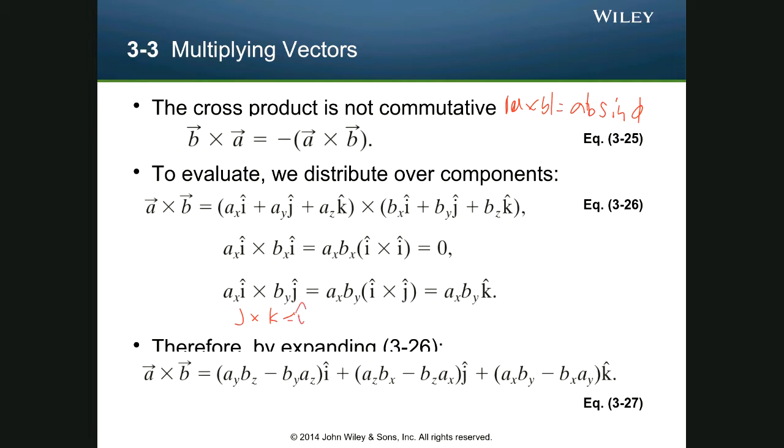and you'll have k cross i hat equals j hat. You'll notice it always goes i, j, k, i, j, k. It always follows that cycle. And to get the negatives, it's just the opposite ones. So k cross j is negative i hat, j cross i is negative k hat, and so on and so forth.